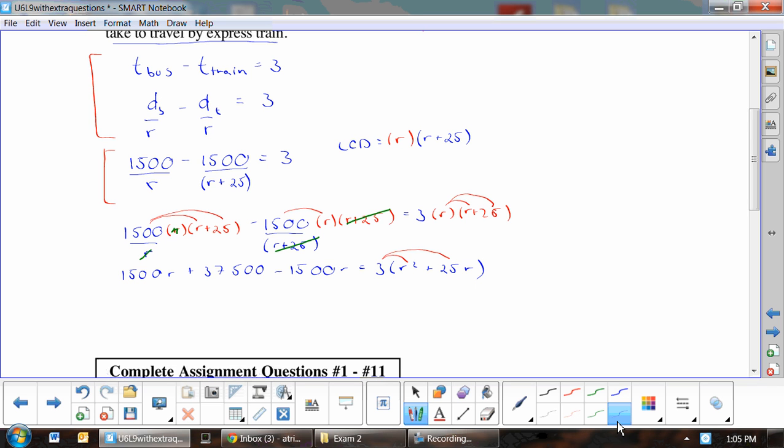Okay, so we have 1,500R minus 1,500R, so those cancel out so nicely. Exactly. And then on the other side, we get 3R squared plus 75R. Okay? And so the difference with this question is that in this one, we do have a quadratic, because we have that R squared. So we want to make everything equal to 0. So I'm going to subtract this from both sides.